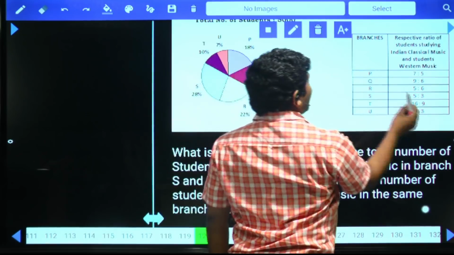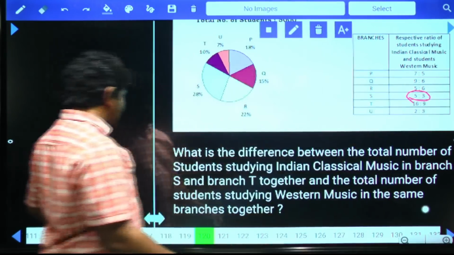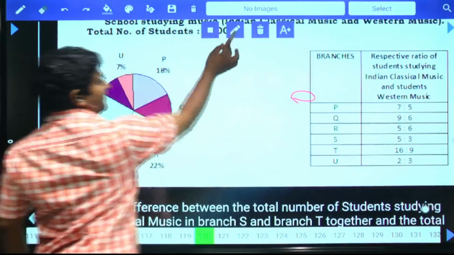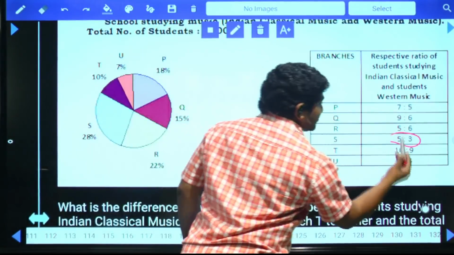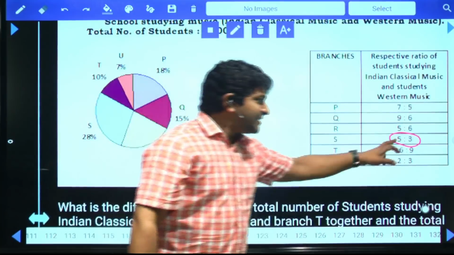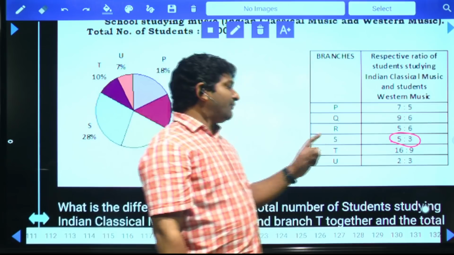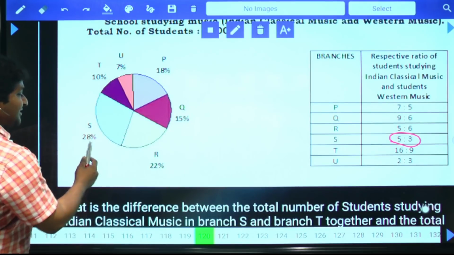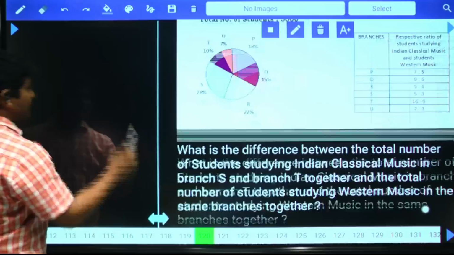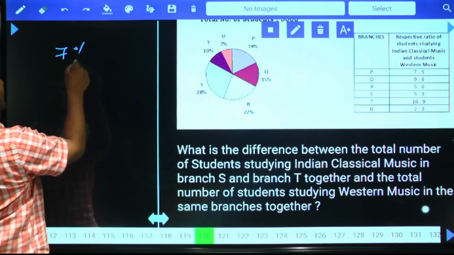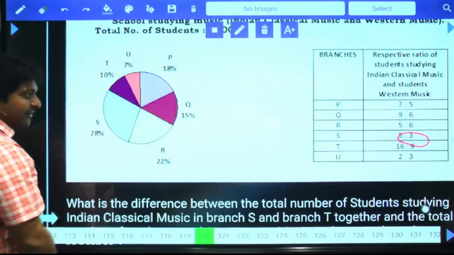In S, total how many parts do we have? Look at that. Total 8 parts we have. And the difference is equal to 2 parts. 2 out of 8 means 1/4. 1/4 of S. S is equal to 28. 1/4 is equal to 7%. Okay. Difference in S is 7%.